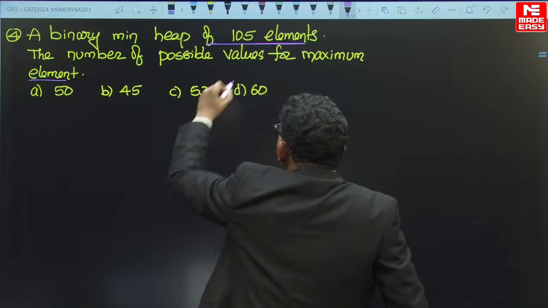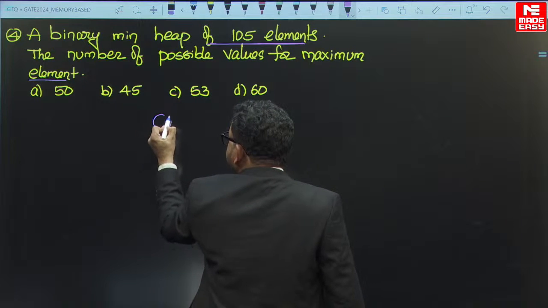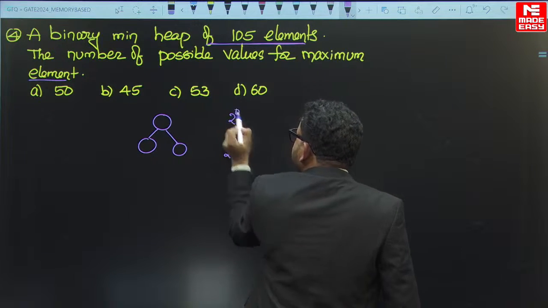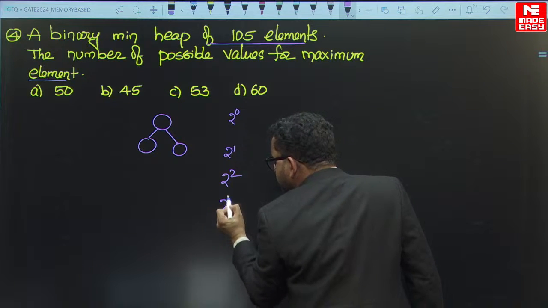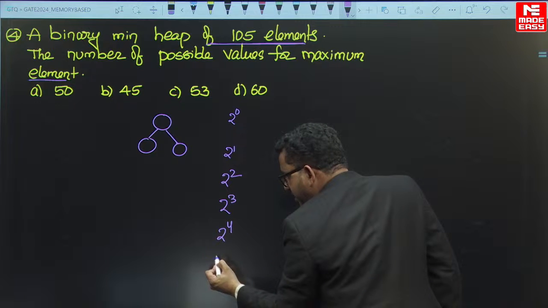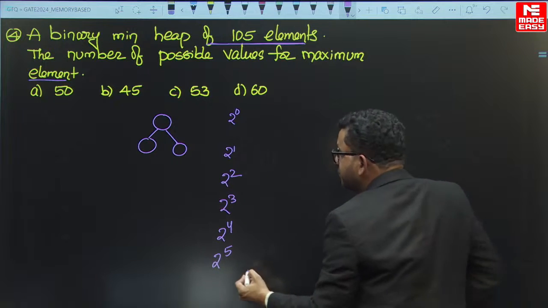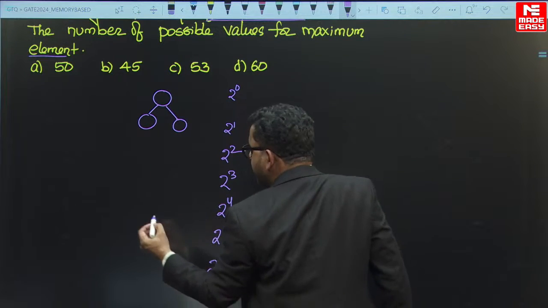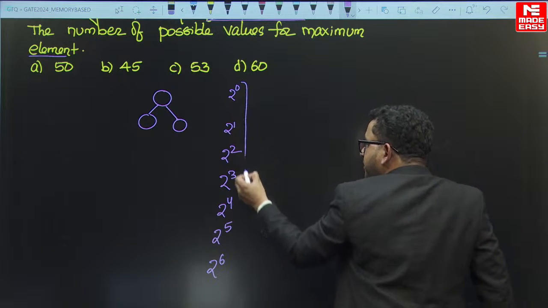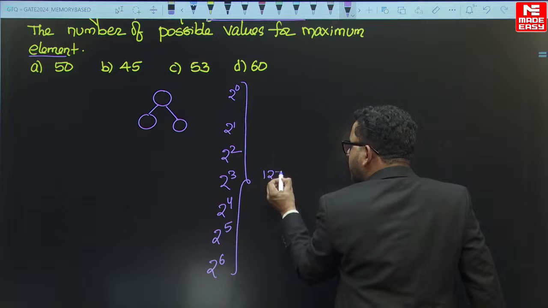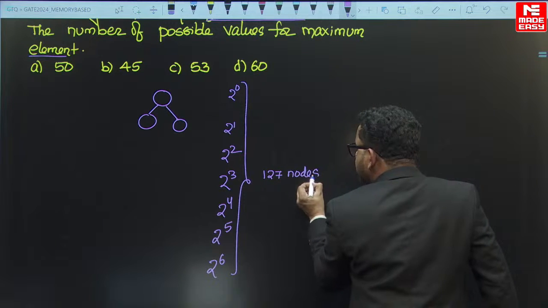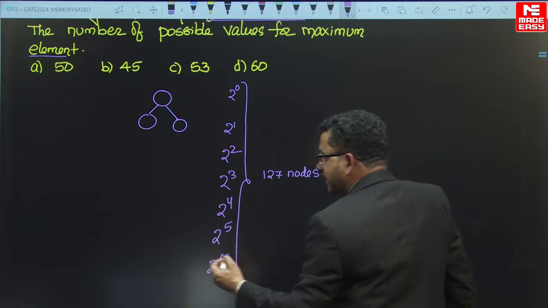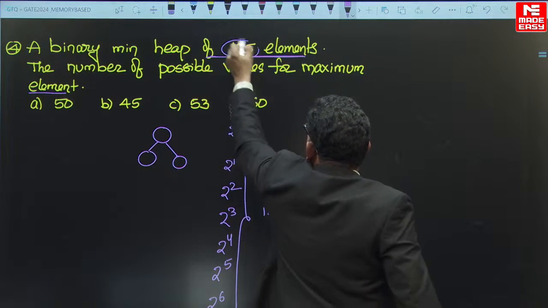Right, so now there are a total of 105 elements. The first level has 1 element, which is 2 power 0. The second level has 2 power 1 elements, the third level 2 square elements, next 2 cube elements, 2 power 4 elements, 2 power 5 elements, which is 32, and 2 power 6. It does not go beyond this, because if it is a full tree up to 2 power 6, then it becomes a total of 127 nodes. If you go till the previous level, it is just 63 nodes, right? But here he has given only 105 elements.